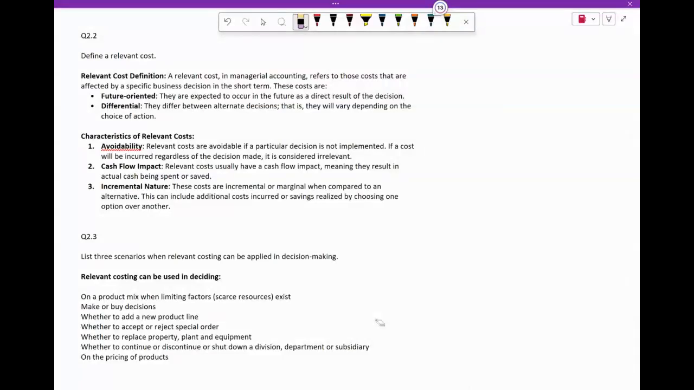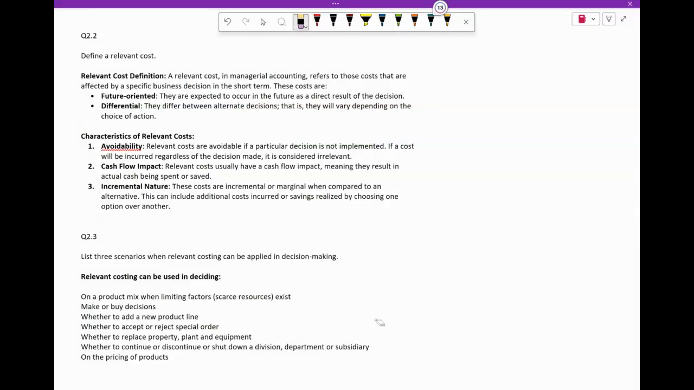Relevant cost, in general in managerial accounting, refers to those costs that are affected by a specific business decision in the short term. Here we're looking at some key things that you'd probably want to add into your definition. Another important thing is to ask yourself what the mark allocation is for the definition they're asking for. Here I also added characteristics, so we know a little bit more in the event that more marks are allocated to such a question, okay?